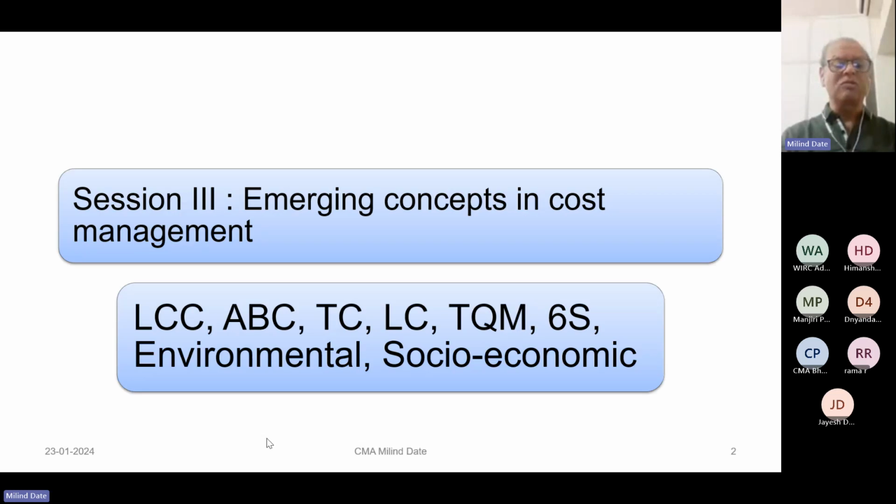So we will talk about life cycle costing, activity based costing, target costing, learning curve technique, total quality management, Six Sigma, environmental management accounting, and socio-economic benefit analysis today. Of course, these are too many concepts to be covered at length within the given time, because for each one I can go on and on.